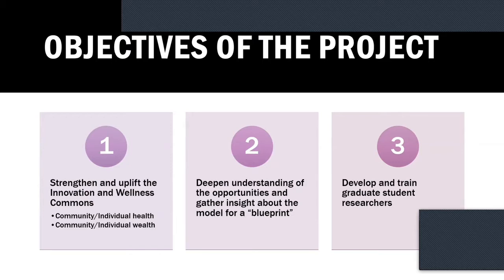Secondly, it's been to deepen the understanding of the opportunities to gather insight about the model that they're using. And as part of the grant, one of the deliverables is to develop by the end of August a kind of blueprint of what they're doing, what we've learned this year from what they're doing, and how other neighborhood organizations may want to come up with their own version of this kind of wellness commons. And my third goal with the grant was to develop and train graduate student researchers, particularly around community-based research and how they could be part of learning to work with community organizations.